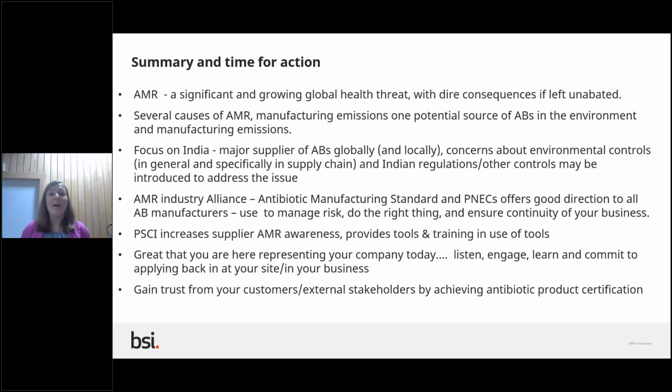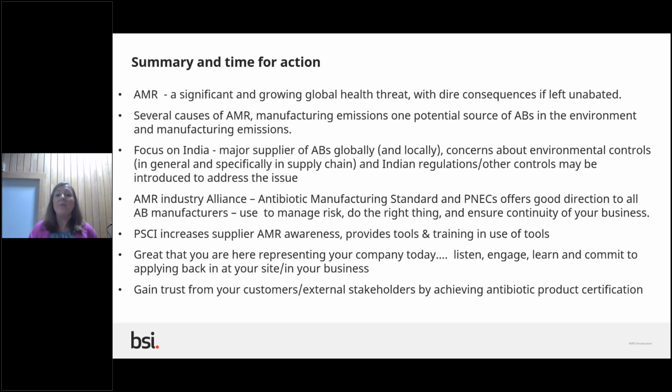The antibiotic manufacturing standard and the PNECs that are outlined in that standard is a really good best practice direction. So if you're lost at where to start or how to embark on this, I very much encourage you to look at and download the standard. PSCI, the Pharmaceutical Supply Chain Initiative, is also another area where supplier AMR awareness is being raised. So I encourage you to look at that for tools and training. They're a great organization that helps here.